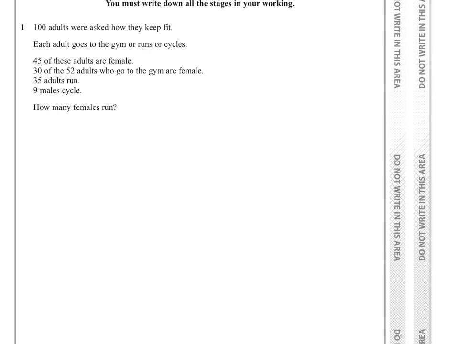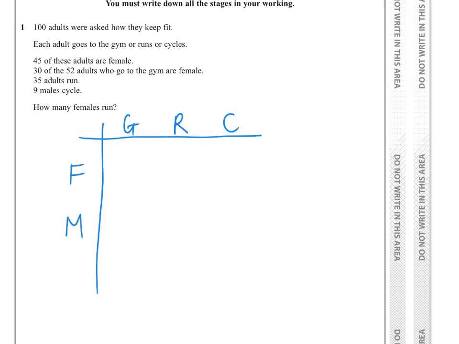Question 1. It says 100 adults were asked how they keep fit. I'm going to draw a grid here, which is helpful. So we can either have gym, run, or cycle, and they're either male or female. So it says 45 of these adults are female.